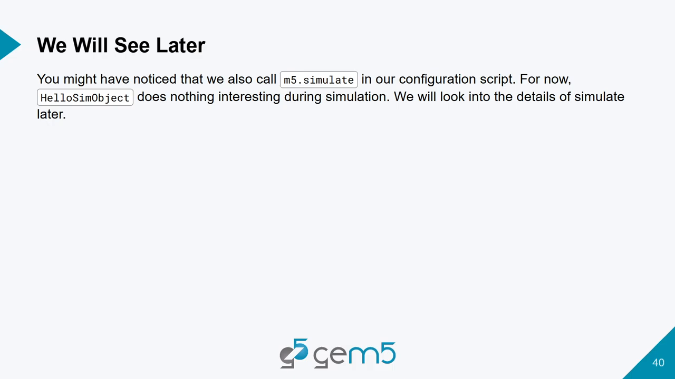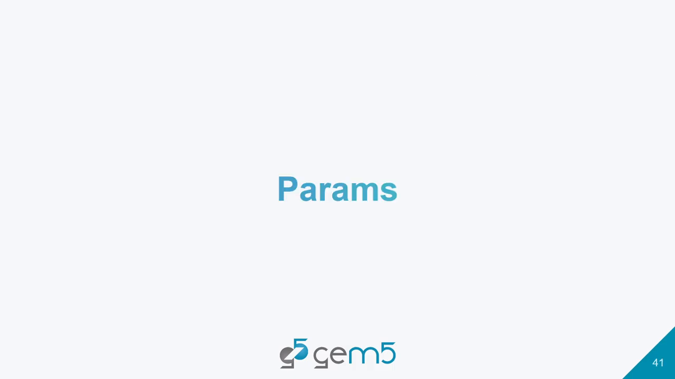The other function that we called was m5.simulate. We don't have to concern ourselves with it right now. We'll see later how simulate also calls specific functions from SimObject. OK, so now we're getting to a point where we can parameterize our very simple model. Our model is not doing very specific things, but let's try to parameterize it anyway.